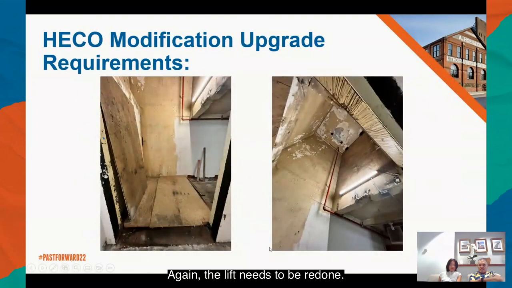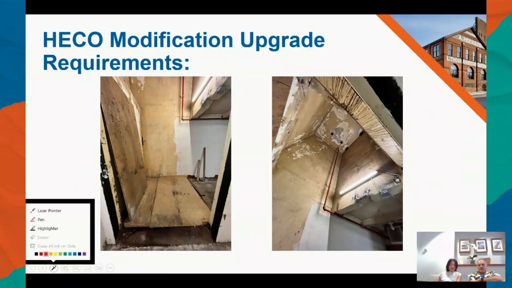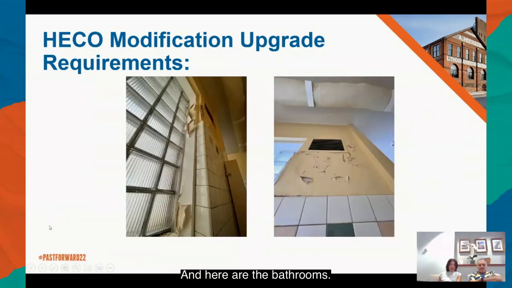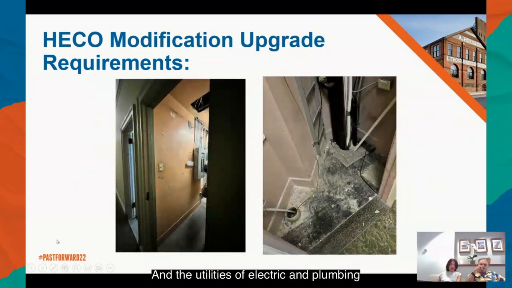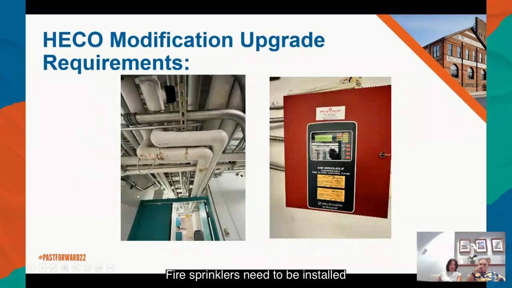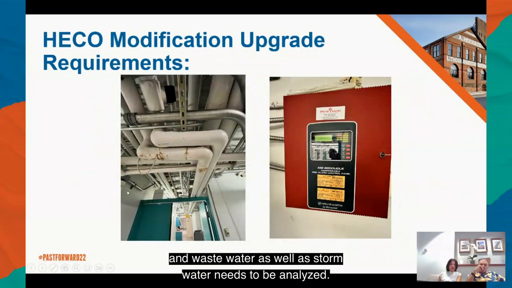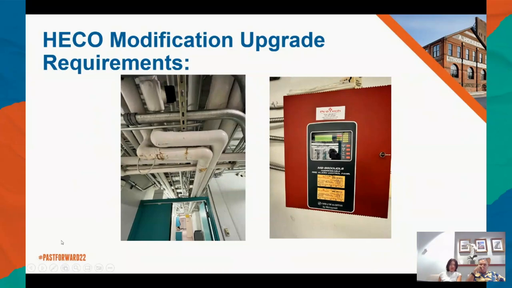Again, the lift needs to be redone. And here are the bathrooms. You see the lead paint all has to be removed, abated properly. And the utilities of electric and plumbing also have to be redone. Fire sprinklers need to be installed, and wastewater as well as stormwater needs to be analyzed.